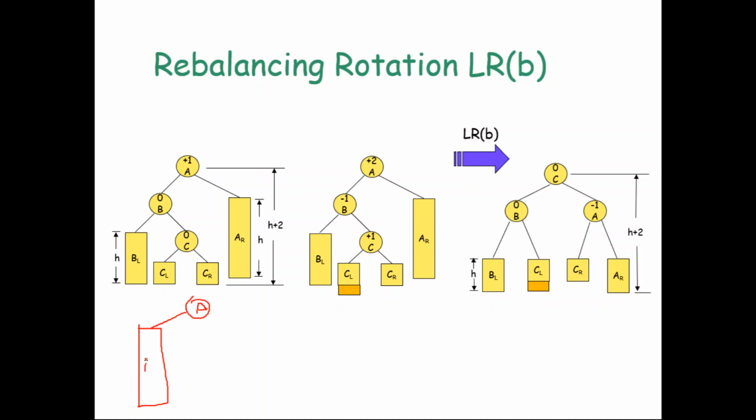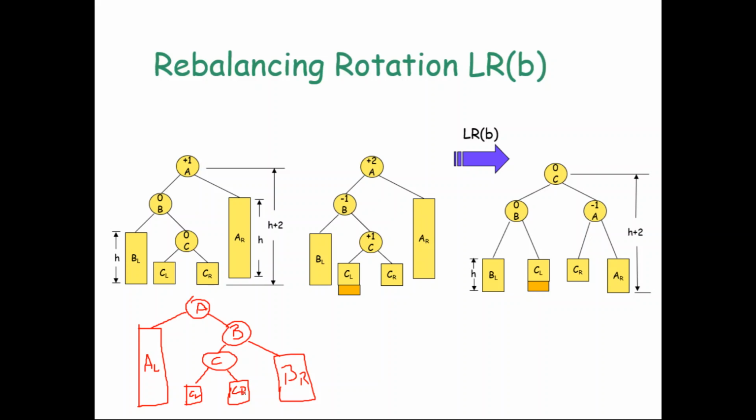So this we will call AL, and the right child of A is say B. B's right is BR, and to B's left you have C, and then you have here CL and here CR. So this you can consider as the initial balanced tree.